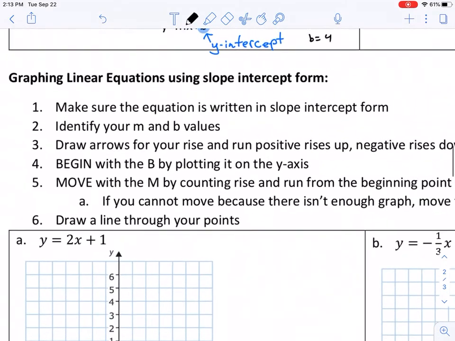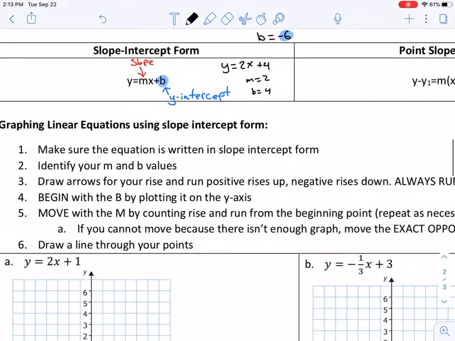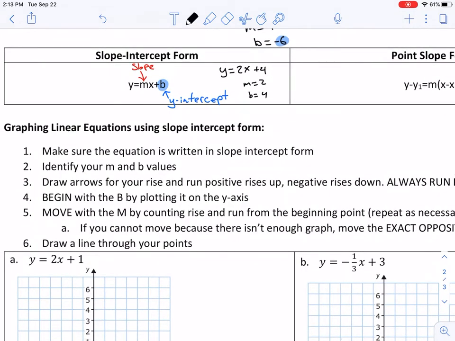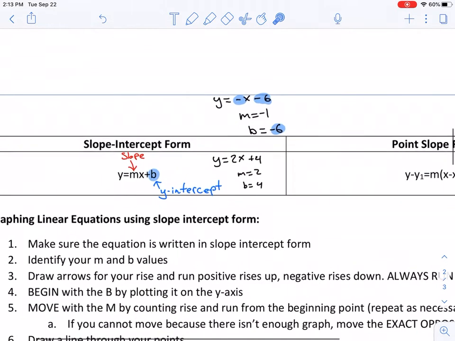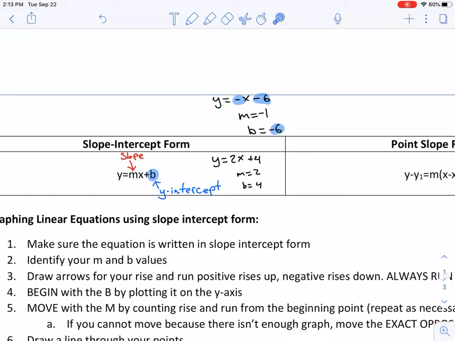So when we're graphing, here are some nice steps that I've written down. We're going to make sure that the equation is in fact written in slope-intercept form first. If it's not in slope-intercept form, the following steps don't do us any good. Then we are going to identify the m and b values. Just like I showed you up here, they're very easy to identify.